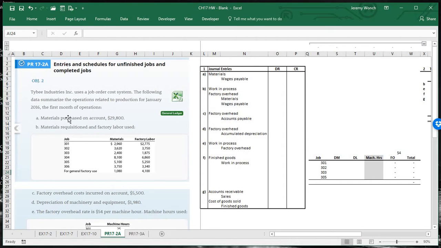The first one is materials purchased on account, 29,800. So we bought materials, which means we're increasing materials inventory. Actually, I think that is mislabeled. It says wages payable. We're not doing wages, we're buying materials, so that's going to be accounts payable.